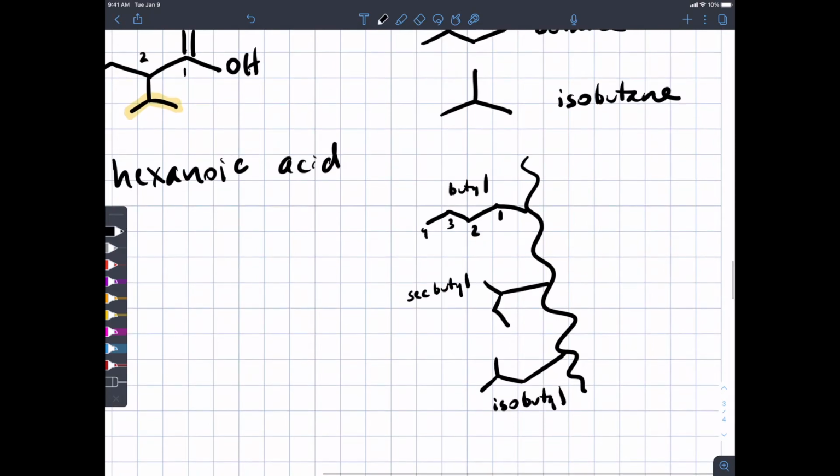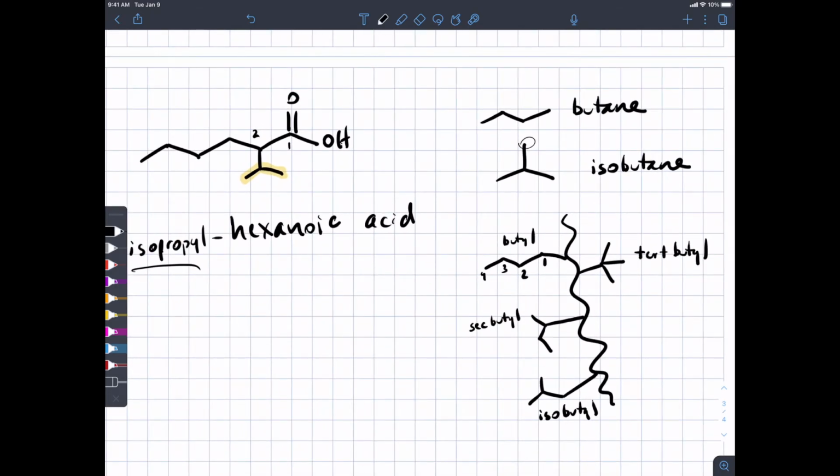Are you tired yet? You want to nap yet? And if we attached isobutane not on this carbon but on the one in the middle, we would call that a tert butyl group. That has to do with a way of talking about carbons. Carbons that are bonded to only one other carbon are called primary carbons. Carbons that are bonded to 2 other carbons are called secondary carbons. Carbons that are bonded to 3 other carbons are called tertiary carbons.